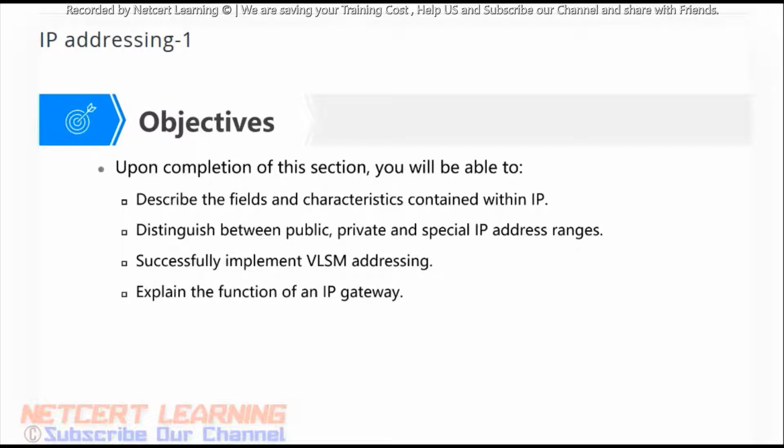The objective of this chapter is, first, we discuss the functions of the IP protocol. Then we discuss the IP address, the types. There are different types: the public, the private, and some special IP addresses. And then we discuss the VLSM, the variable length subnet mask, and then the function of the IP gateway.